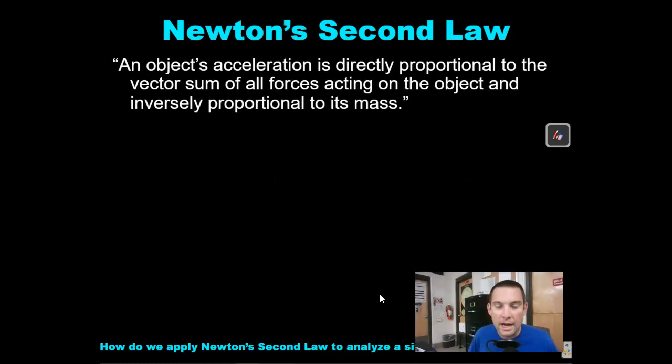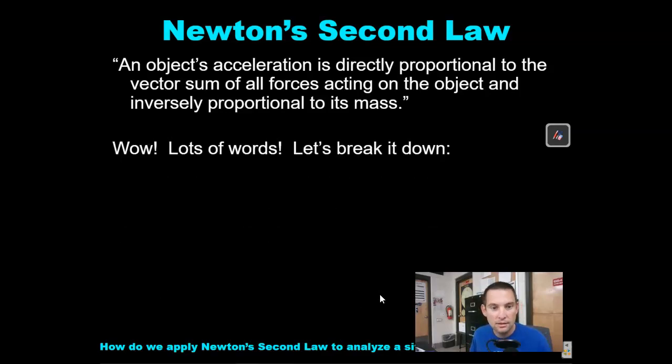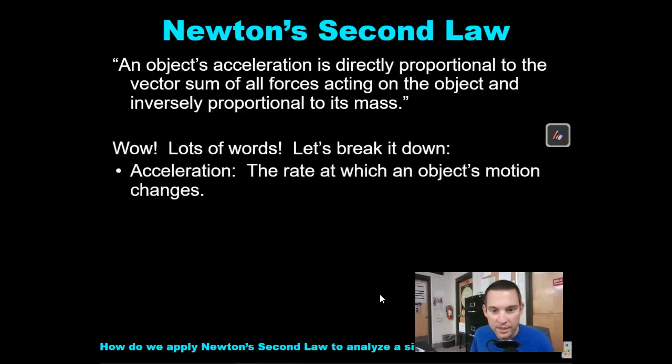Newton's second law says an object's acceleration is directly proportional to the vector sum of all forces acting on the object and inversely proportional to its mass. Lots of words, let's break it down. Acceleration: how velocity changes over time.